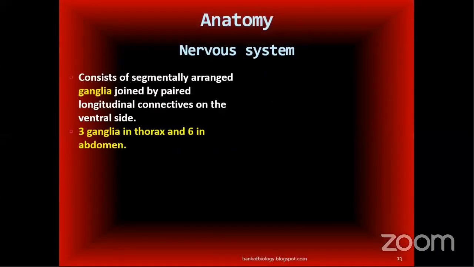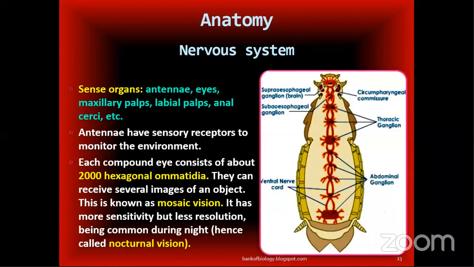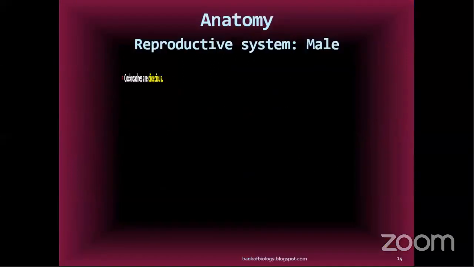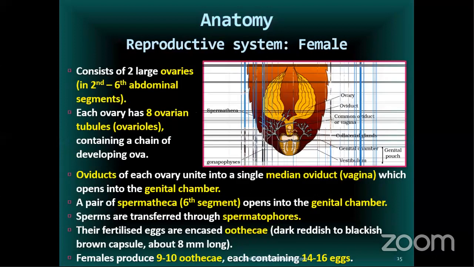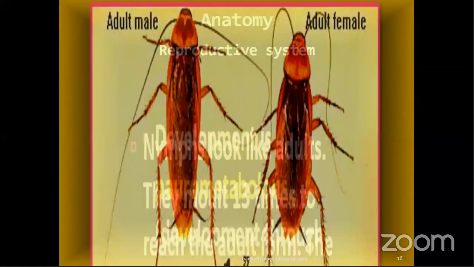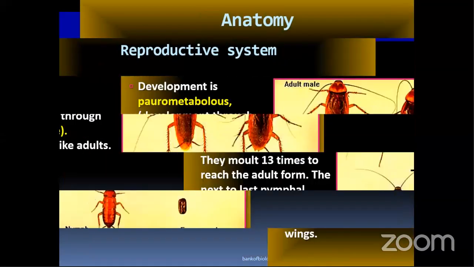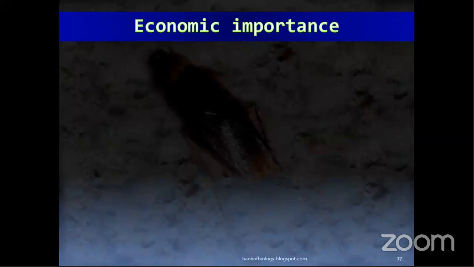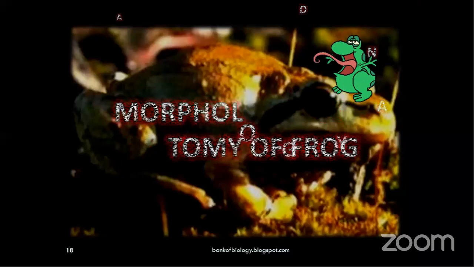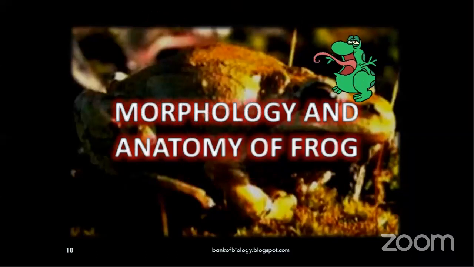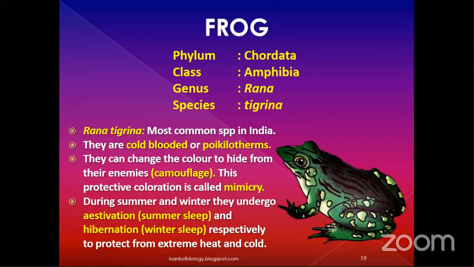The nervous system, they have a double ventral nerve cord with a brain at the end. Then cockroaches are dioecious, males and females are separate. The males bear testes and females bear ovaries. So after reproduction, they produce a cocoon which will have a lot of eggs. These eggs will hatch into nymphs, then form the adult. Then we come to the frog.